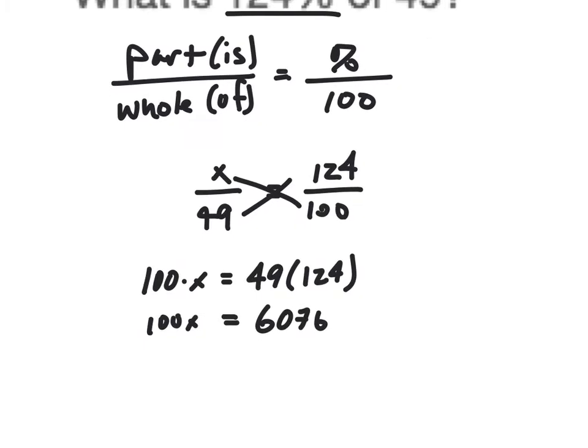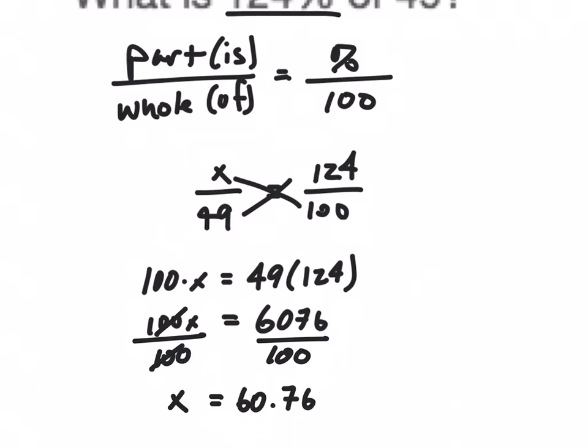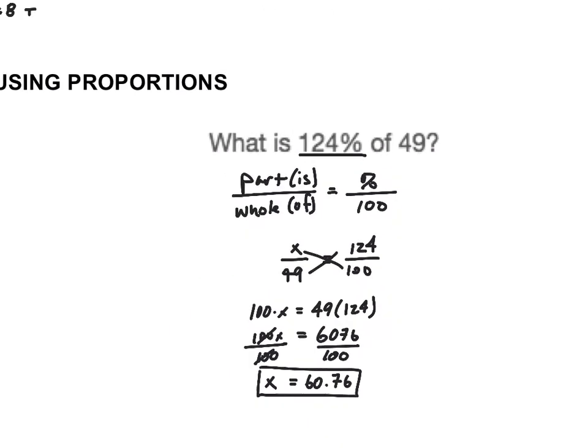Let's divide everything by 100. The hundreds divide out, so that gives us x on the left side, and that's going to equal 6,076 divided by 100, which is 60.76. That's my answer, and that's what we're looking for. All right, let's move on.